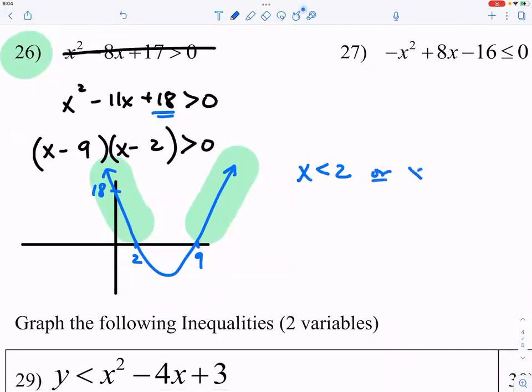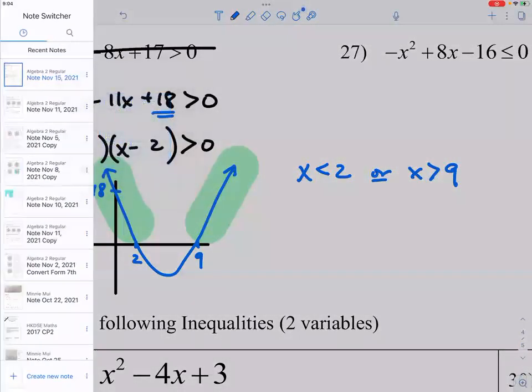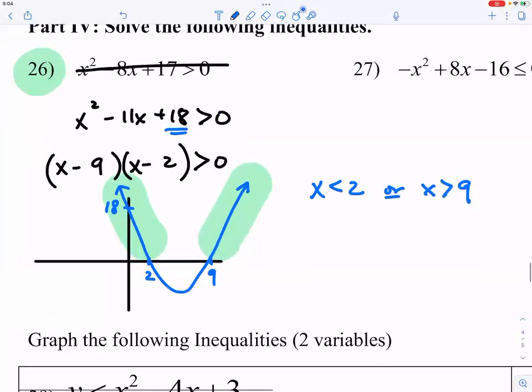Or x is greater than 9. It's an "or" because you can't have a number that is going to be true for both conditions. x could either be less than 2 or greater than 9, so that the graph will be above 0. Okay? Questions for this one?